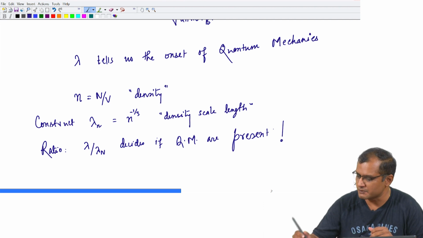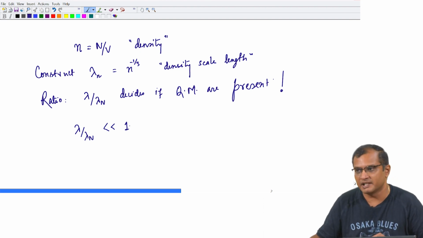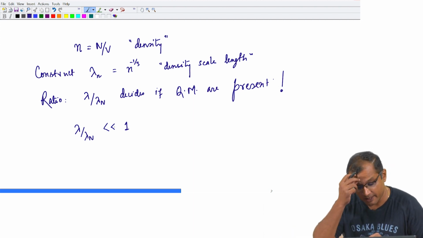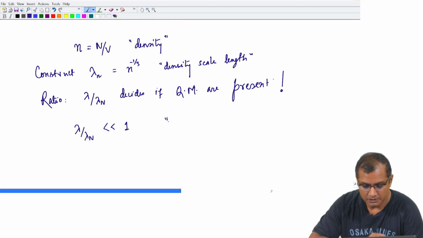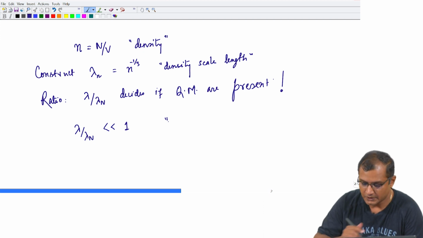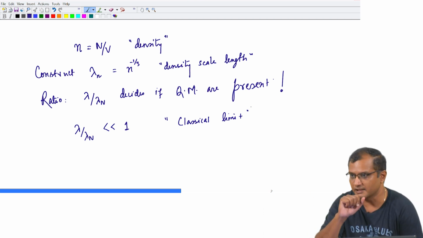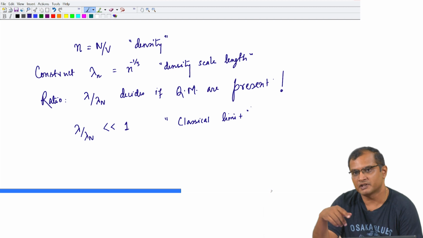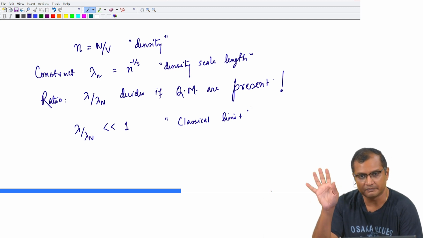When will lambda by lambda n become much smaller than 1? Well, certainly when your density is very low. So, lambda over lambda n simply tells me that this is the classical limit where lambda n is much larger than lambda. So, your density is fixed to some length scale. Now, if your de Broglie wavelength is much smaller, which means your temperature is too high, that is the high temperature limit. So, your quantum mechanical effects are almost gone.